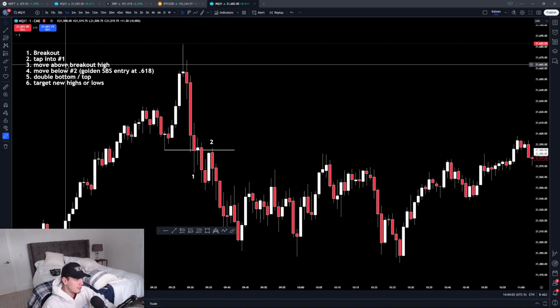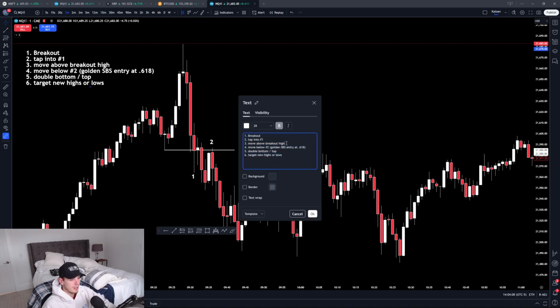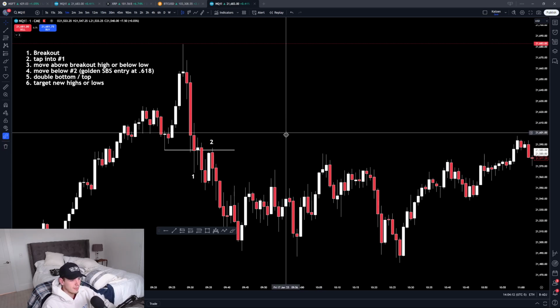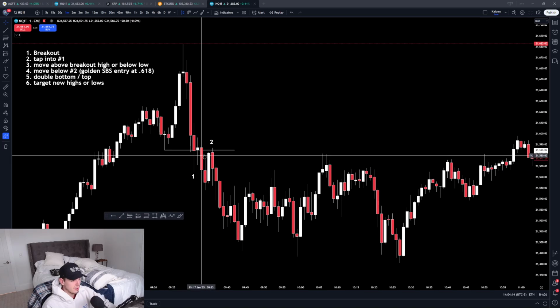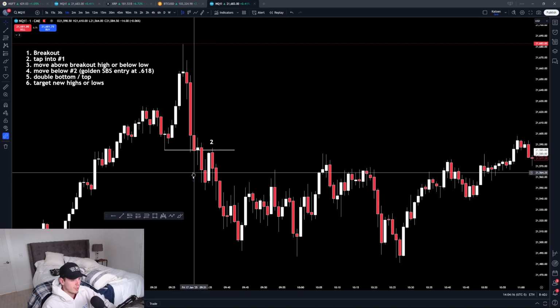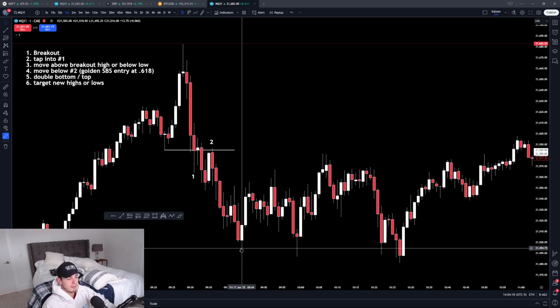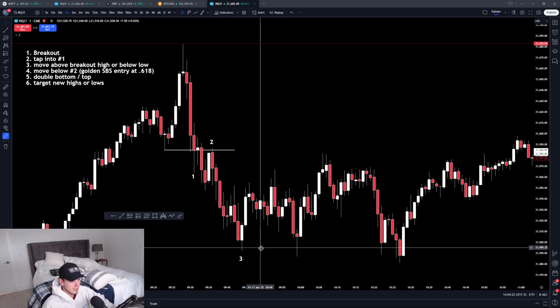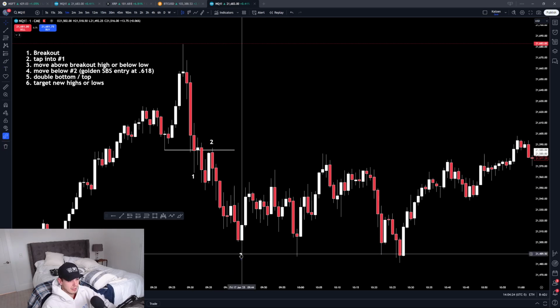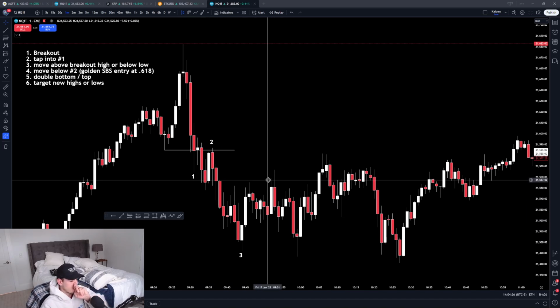Now we need a move above breakout high or low. I should add that. Or below low. So in this case, we need something to move back below number one. So this move down will mark this swing point, because this is the next swing point that started this next move up.